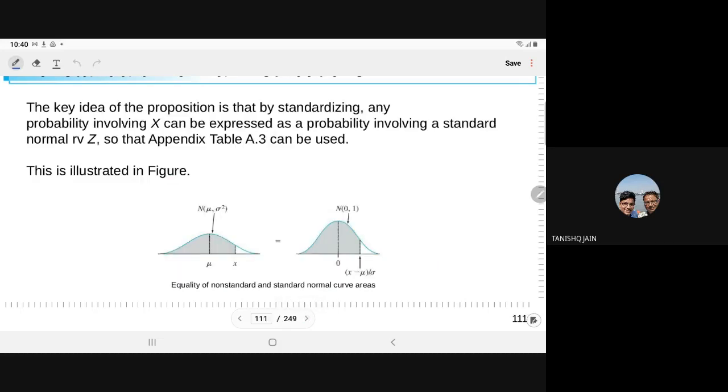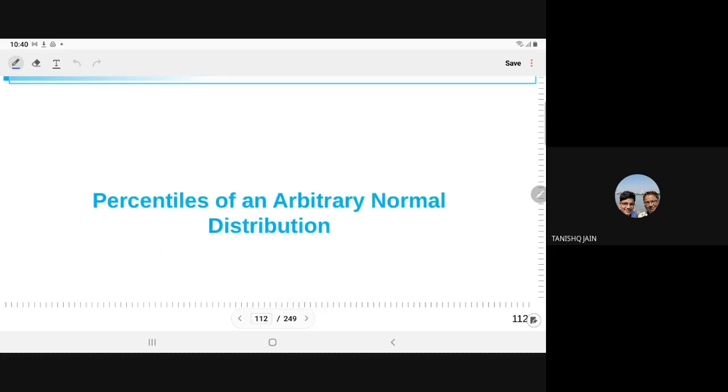So what is the benefit? You are converting a non-standard normal distribution into the standard normal distribution. By the substitution z equal to x minus mu upon sigma, you convert the non-standard distribution into the standard distribution. Now you can use the table of the standard distribution for computing the required probability.